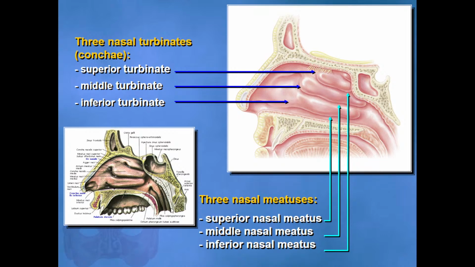If you examine the nasal cavity here, you can see on the lateral wall three nasal turbinates, three nasal conchas: superior, middle and inferior. These conchas form three nasal passages or meatus. Superior is between the superior concha and middle concha, middle between the middle concha and inferior concha, and inferior is between the inferior concha and the floor of the nasal cavity.